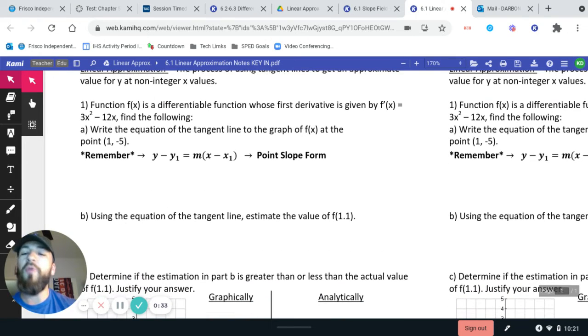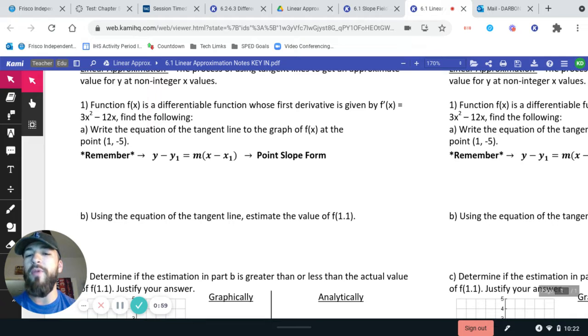For number one, function f of x is a differentiable function whose first derivative is given by f prime of x is equal to 3x squared minus 12x. Find the following. Write the equation of the tangent line to the graph of f of x at the point (1, -5). Just a reminder, our tangent line equation is y minus y1 equals m times x minus x1, that point slope form from Algebra 1.